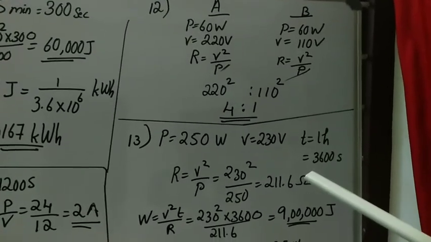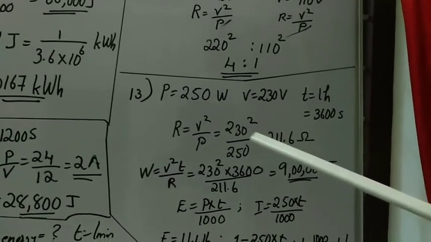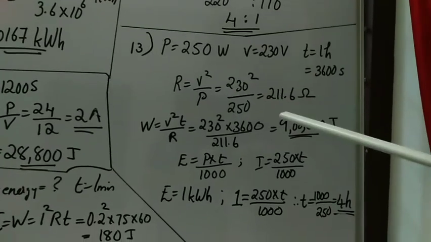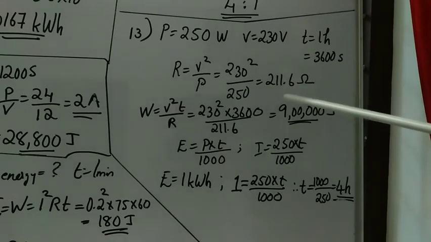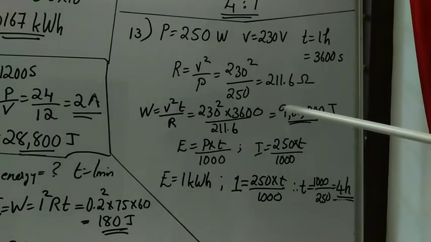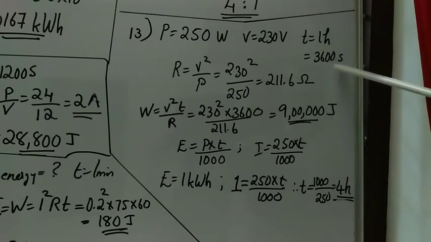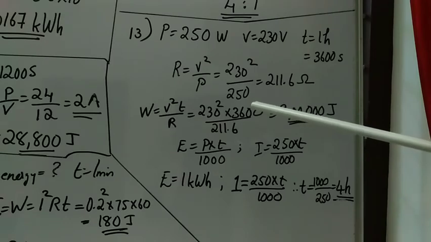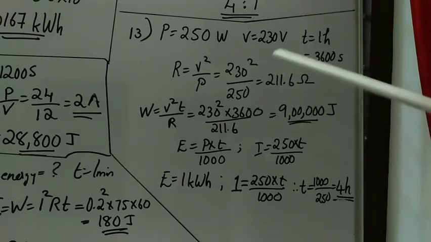Next, question number 13. An electric bulb is rated 250 watt, power is given 250 watt, and 230 volt, voltage is 230 volt. Calculate the electrical energy consumed in 1 hour. So 1 hour is 3600 seconds. Here the question is calculate the energy consumed.